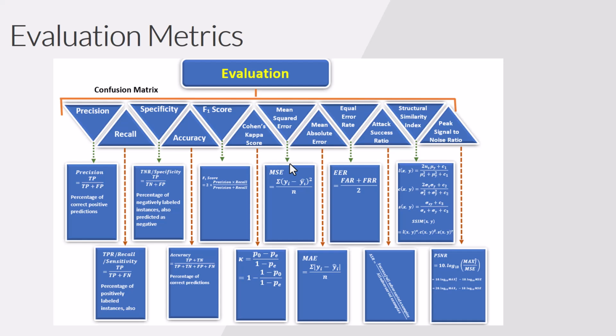To evaluate the model performance, we have used various measures. Some of them are for measuring classification accuracy, and the rest are for measuring the reconstruction of the image. Precision, recall, specificity, accuracy, F1 score, Cohen-Kappa score, all these measures are for the classification performance of the model, whereas the rest are for comparing the base image and the reconstructed image.